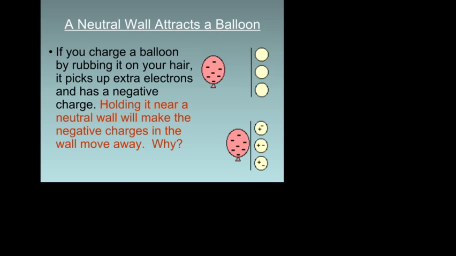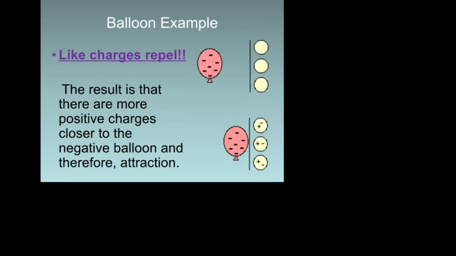But if we bring the negatively charged balloon up close to this neutral wall, the negative charges in the wall get pushed away. Why? Because like charges repel. Remember, just because the wall is neutral doesn't mean it has no charges. It just means it has an equal number of positive and negative charges.